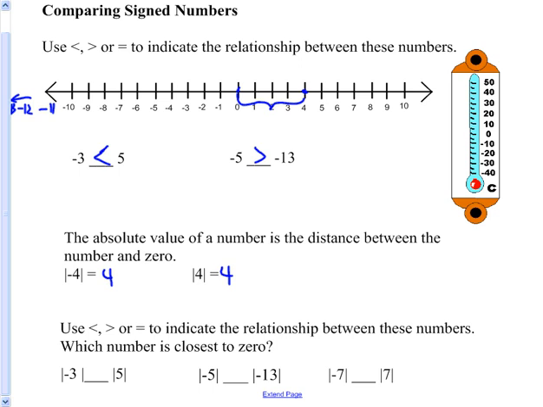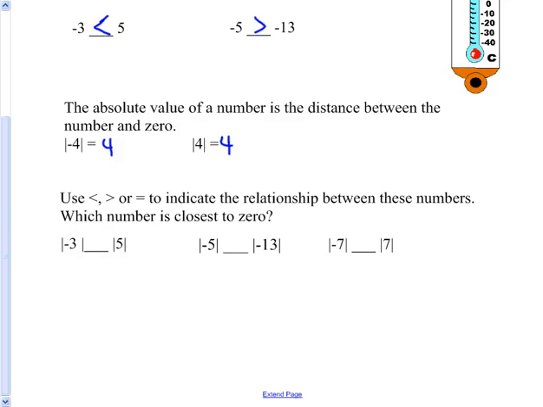So with that in mind, take a look at these questions then. And really what I want you to think about is which one's closest.